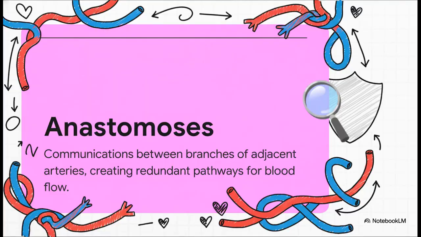Now here's a concept that explains why the whole system is so resilient: anastomoses. Basically, these are just connections between nearby arteries. Think of them like natural detours or backup roads built right into the system. If one main road gets blocked, there's still another way for blood to get where it needs to go. This is an absolutely vital protective feature.